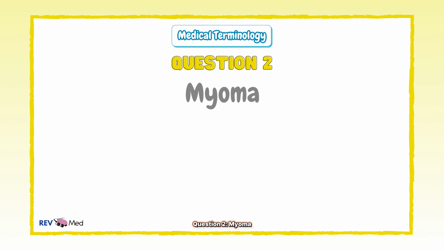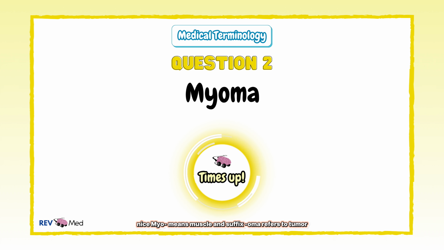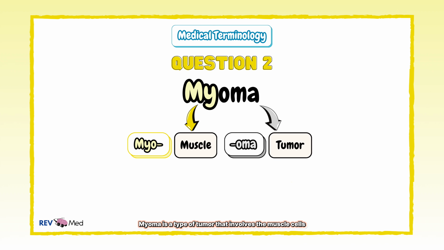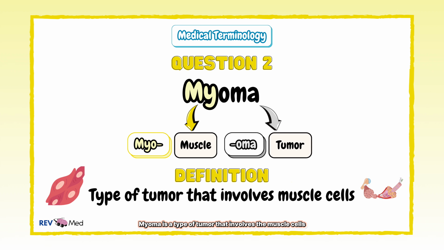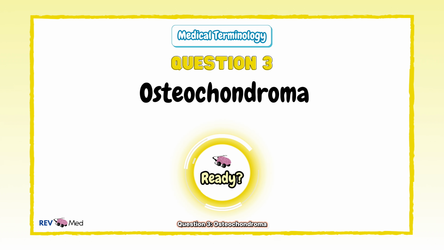Question 2. Myoma. Nice. Myo means muscle, and suffix oma refers to tumor. Myoma is a type of tumor that involves the muscle cells. Question 3. Osteochondroma.